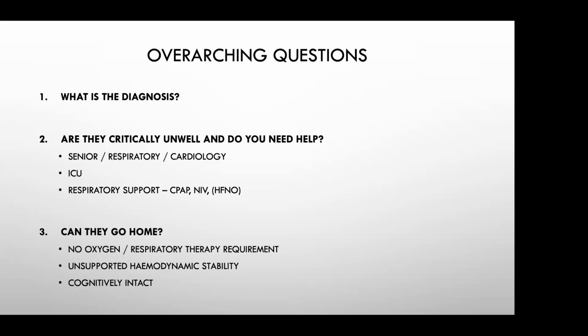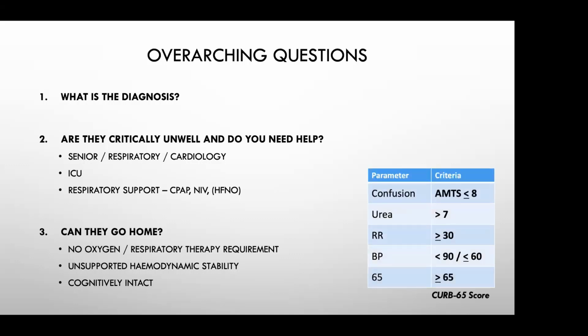So if they're unsupported from a cardiac and a respiratory perspective and they're cognitively intact, more often than not, you will be able to get them home. And that's even with some of the more sinister diagnoses. They use the CURB-65 score to define whether you're going to admit some of your pneumonia patients. I suspect elements of this will be relaxed. So if you've got CKD or you're 66, you know, it's worth having that thought about whether these patients are good to go home.